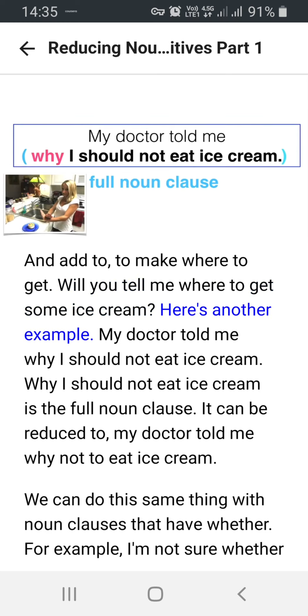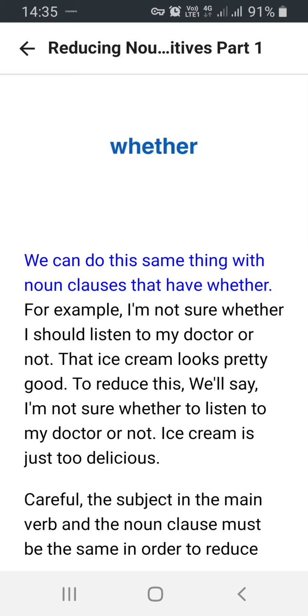Here's another example. My doctor told me why I should not eat ice cream. Why I should not eat ice cream is the full noun clause. It can be reduced to, my doctor told me why not to eat ice cream. We can do this same thing with noun clauses that have whether.